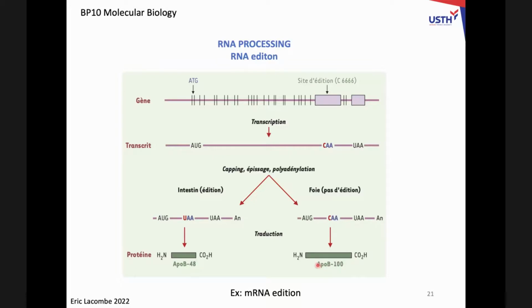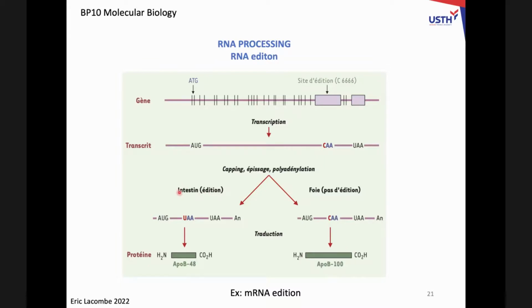It's called ApoB, and the molecular weight of this ApoB protein is 100 kilodaltons. So the name of this version is ApoB100. So transcription, splicing, and so on, translation, a 100 kilodalton protein.